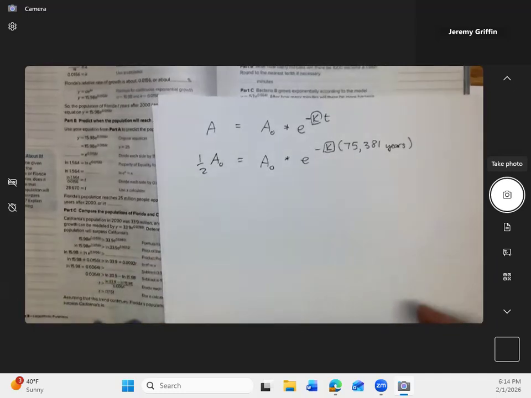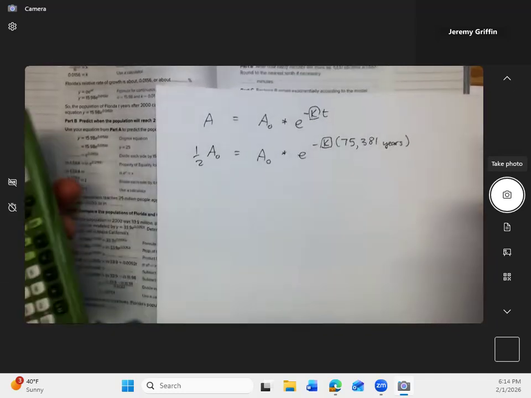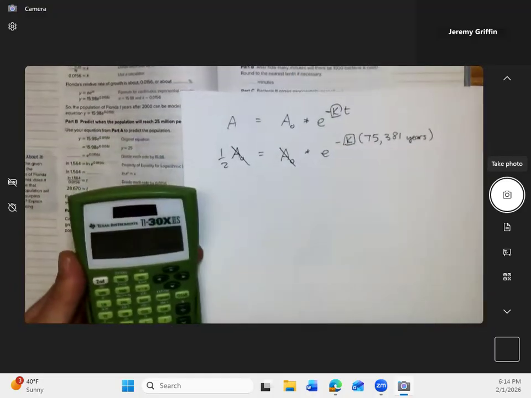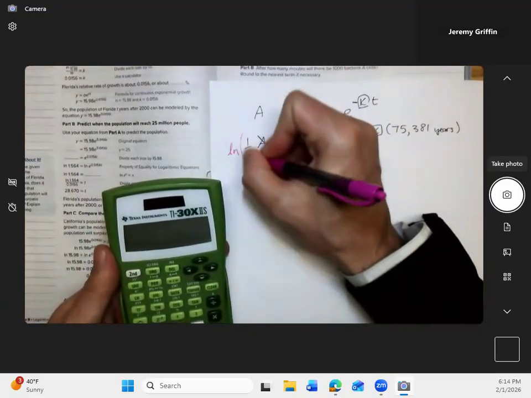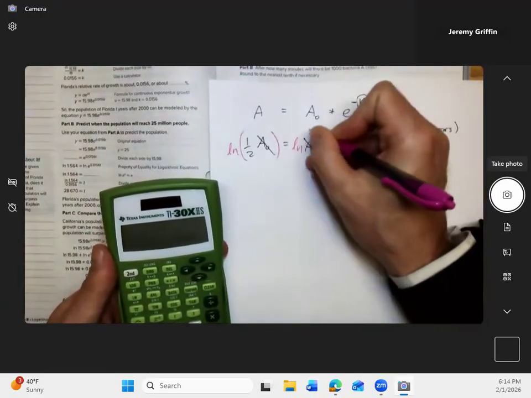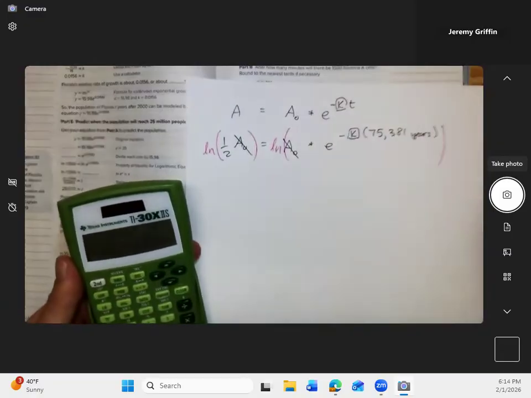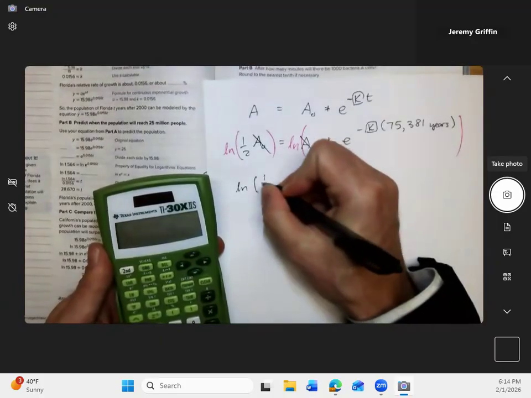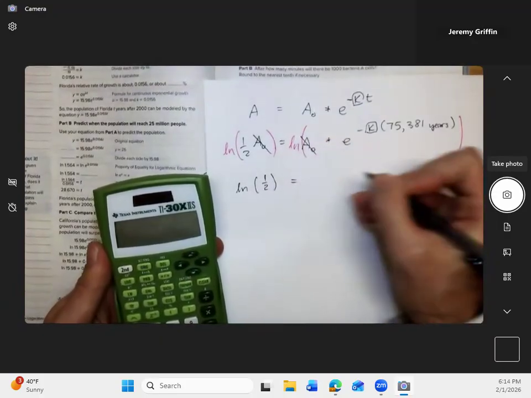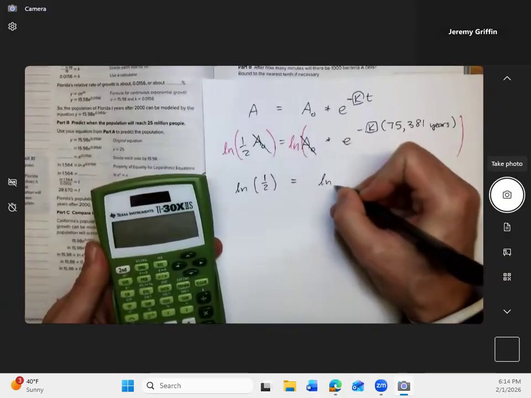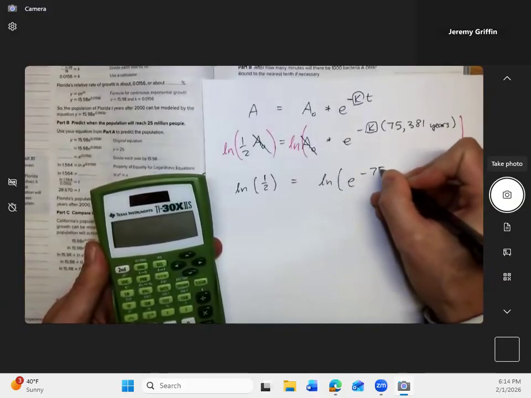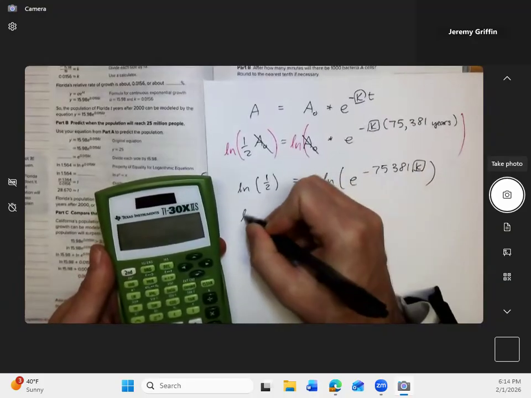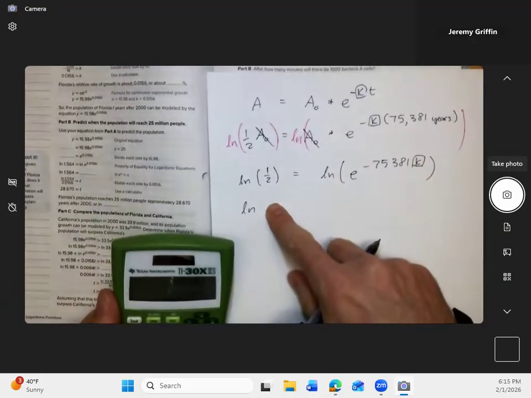Then we'll have an equation for thorium. So take the natural log of both sides. The natural log of this side equals the natural log of this side. The a-naught cancels, whatever, it's fine. And so the natural log of 1/2 is equal to the natural log of e to the negative 75381k. You know what, let me do something a little funny.